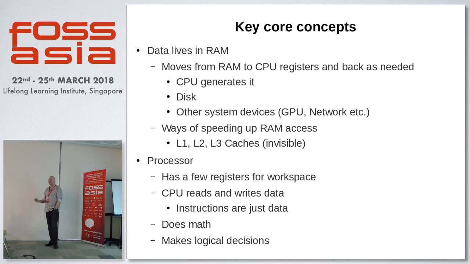So keep in mind, processors have very, very few registers. It varies from processor to processor, but normally in the ballpark of 4, 8, maybe 16 registers is pretty common. Yes, you might see some modern ones with more, but it's generally a fairly limited resource. And so the CPU just reads and writes data and does math. Either actual math or logical math, i.e. if this is this, else that. Compare and branch. And that's how it makes its logical decisions. Life is all about comparing numbers.